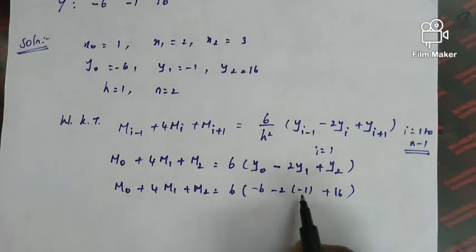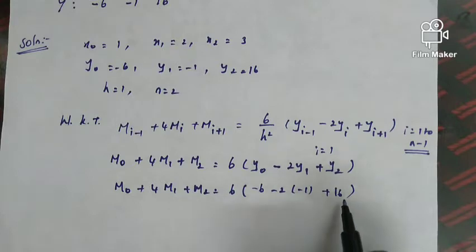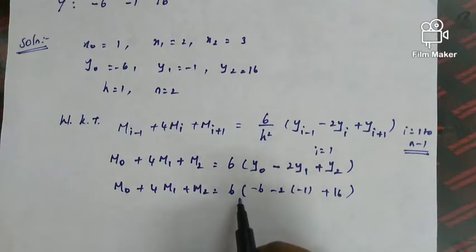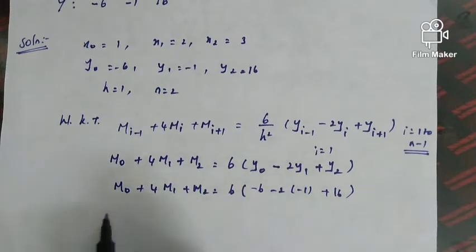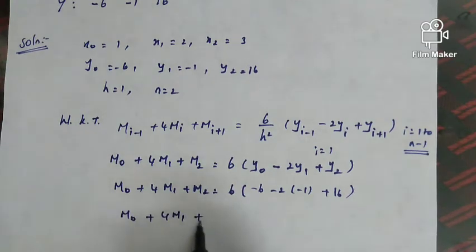So minus into minus is plus, so this will become plus 2 and 16. So you can get 18 minus 6, 12. 12 into 6, 72. So m0 plus 4m1 plus m2 equal to 72.